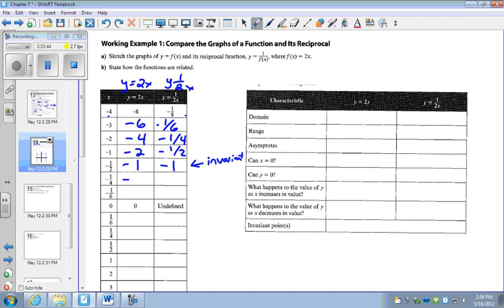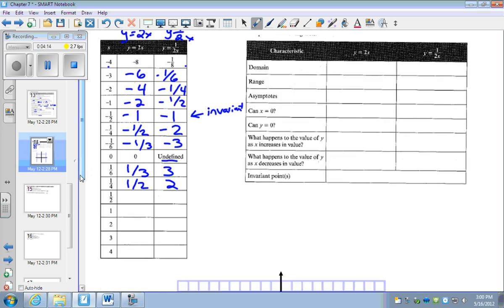-1/4 would simplify to -1/2 when we put that in. The reciprocal of that is -2. -1/6, we would get -1/3. The reciprocal of that would be -3. 0 would be 0. 1 over 0 is undefined. 1/6 would be 1/3. And the reciprocal of that would be 3. 1/4 would be 1/2. The reciprocal would be 2. 1/2 would be 1. The reciprocal would be 1.